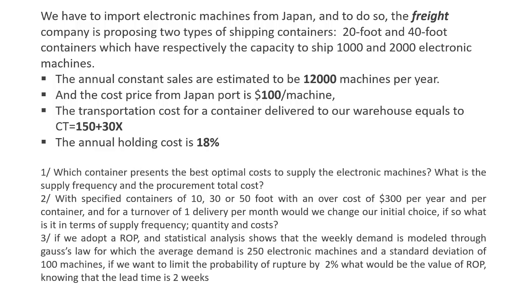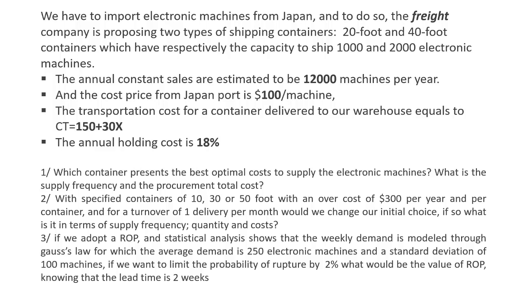The third one says that if we adopt a reorder point policy and statistical analysis shows that the weekly demand is modeled through Gauss's law, for which the average demand is 250 electronic machines and a standard deviation of 100 machines, if you want to limit the probability of rupture to 2%, what would be the value of ROP, knowing that the lead time is 2 weeks?